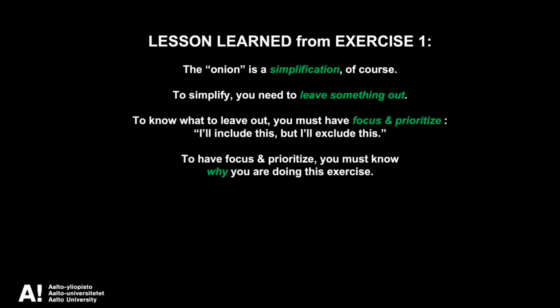1. Remember, the onion is a simplification. Of course it is a simplification. That's the point. Now, when you need to simplify things, and in this case you were telling the other person about your work context, you need to leave something out. You need to make a decision: this is important, I will tell this. This is not important, I will leave this out. You need to then understand, what do I leave out and what do I keep in my onion?